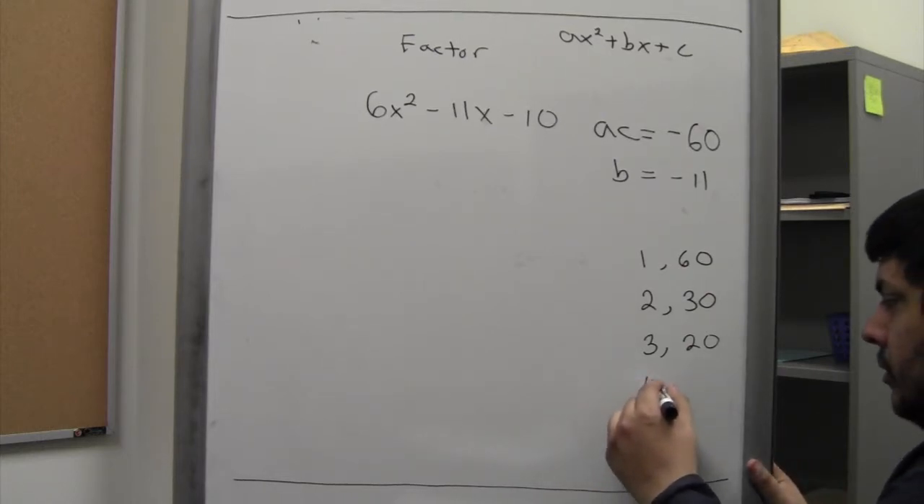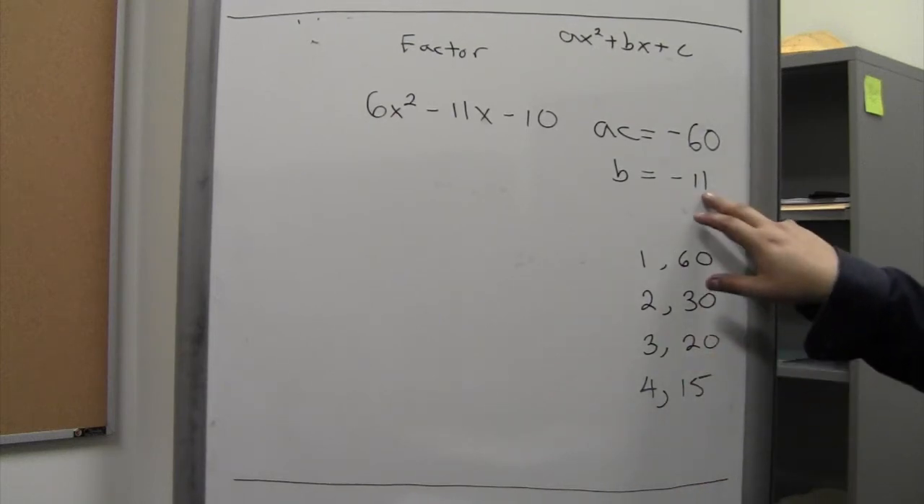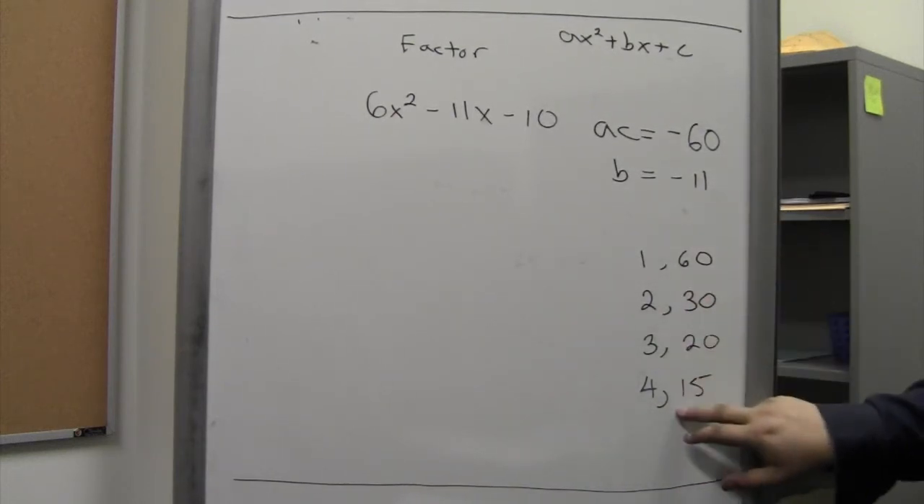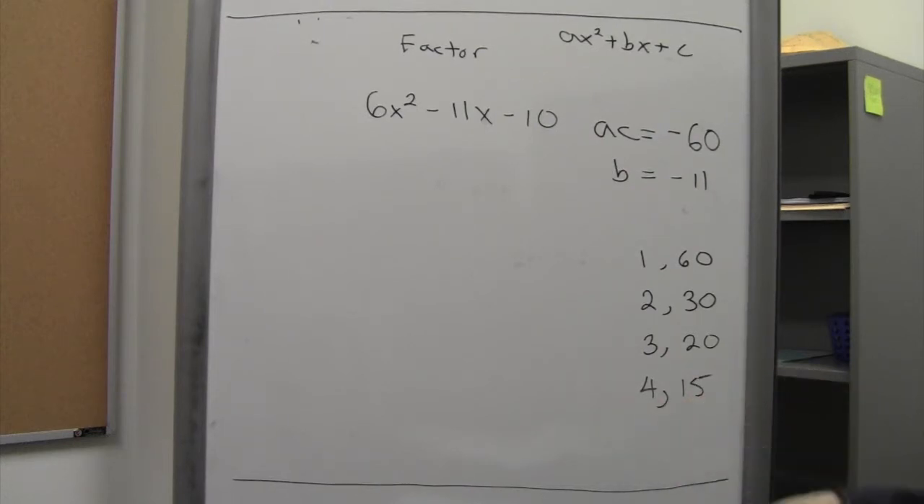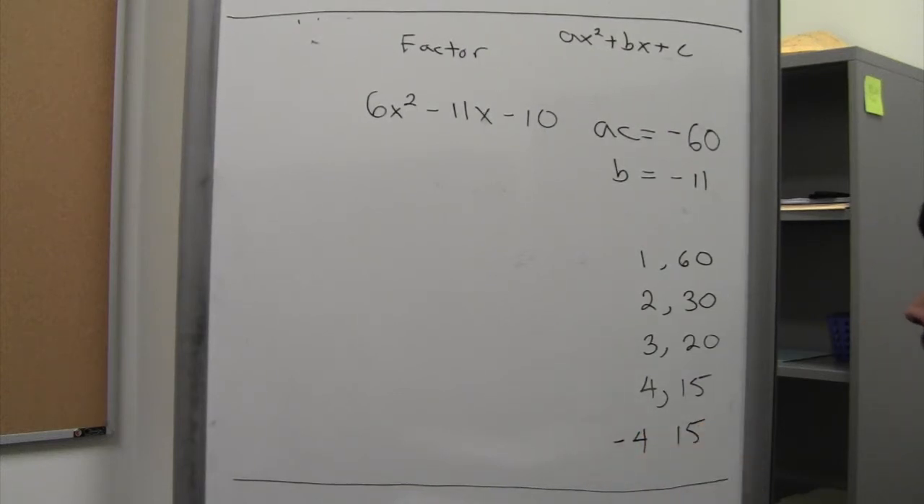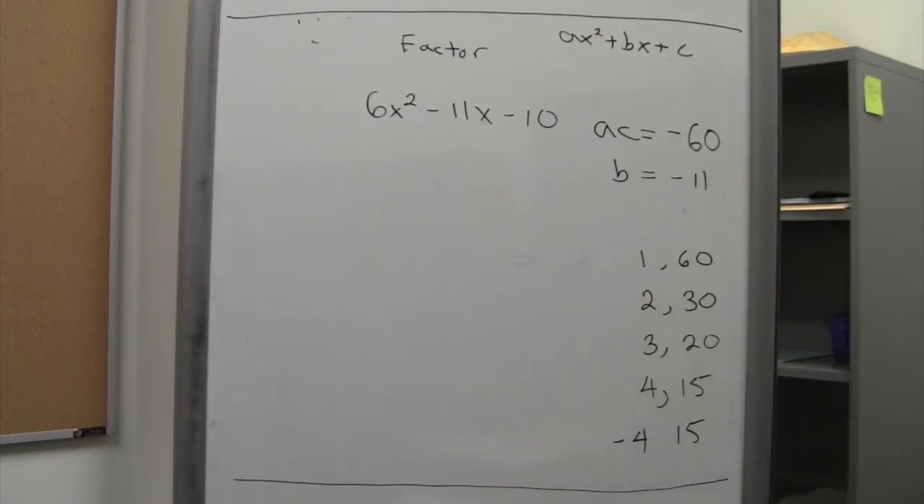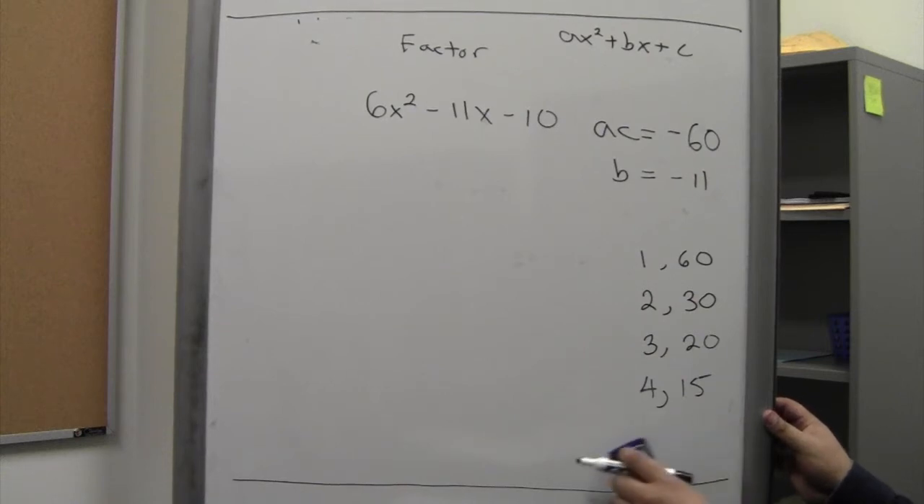How about 4? 4 times 15. Now this one we can see, it looks like there's some way to get to 11 from here. So that's actually a good thing. We just need to figure out which one's negative. Well, if I did negative 4 times 15, multiplying them does give me negative 60, but adding them gives me positive 11. So that can't be right. Let's go the other way.